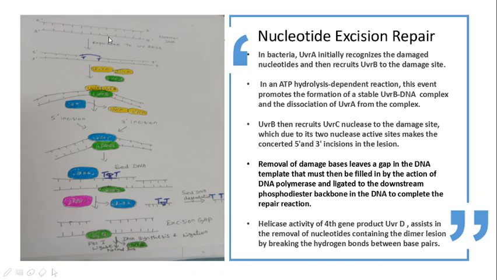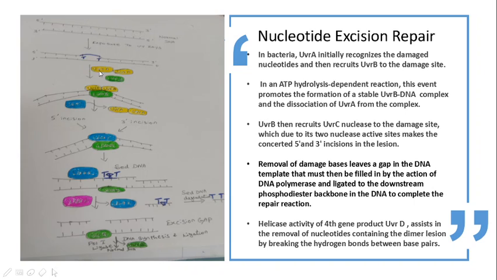This is a normal DNA. When it is exposed to UV rays, a dimer is formed, a thymine dimer. In bacteria, UvrA initially recognizes the damaged nucleotide and then recruits UvrB to the damaged site. So this dimer is recognized by two subunits of UvrA. Along with UvrA, UvrB also will go and bind to the damaged site.